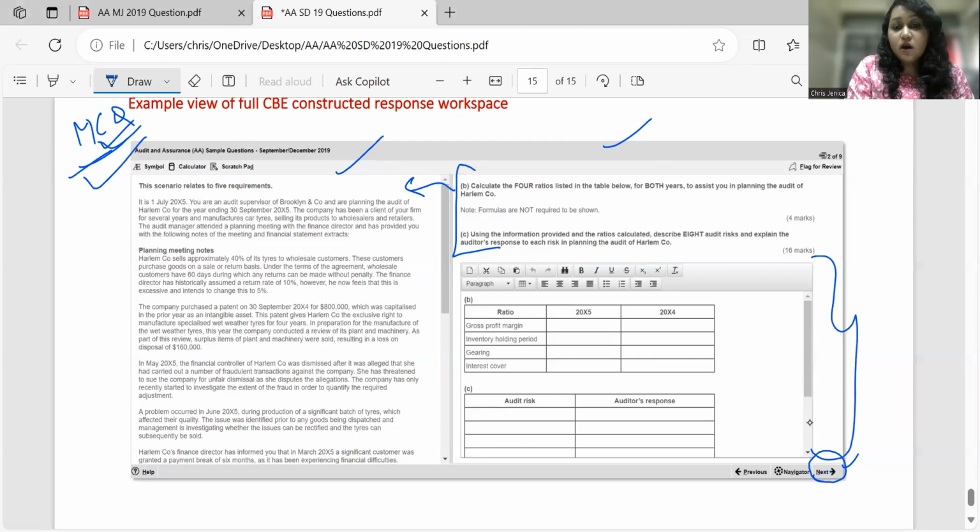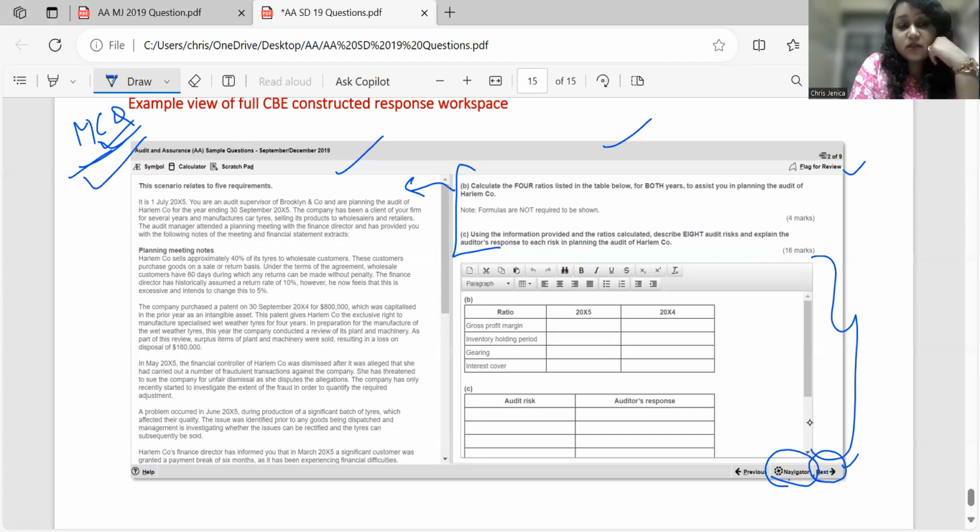Whoever is new to this CB, you can flag the question here. That is, if you want to come back to this question and review it later before submitting, you can flag the question here and come back. You have a navigator here. This will help you in selecting which question you want to go back to and change your answer or attempt the answer. Okay, this will help you.